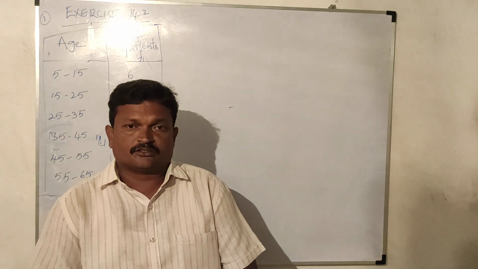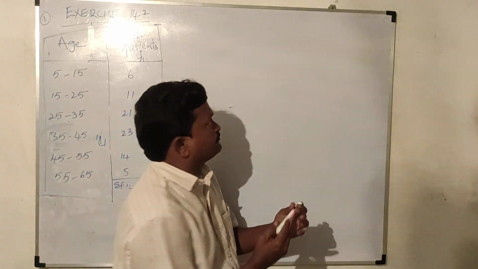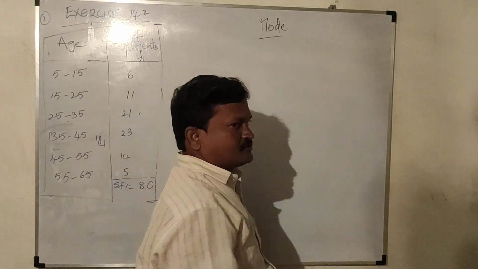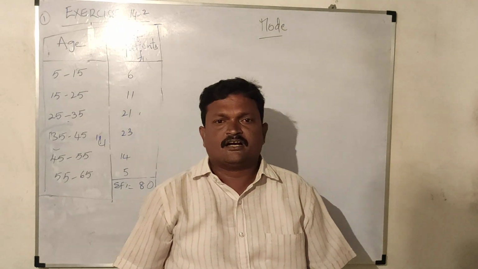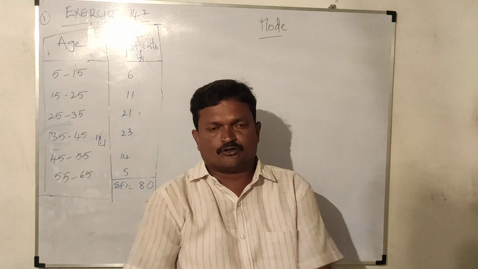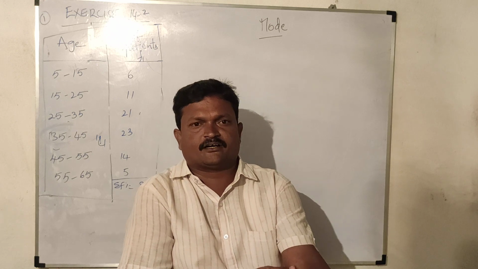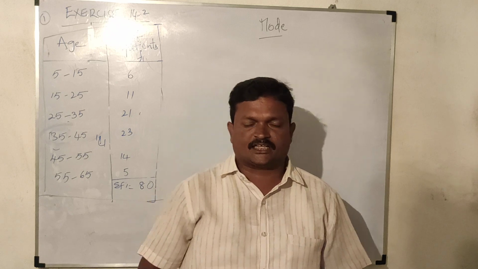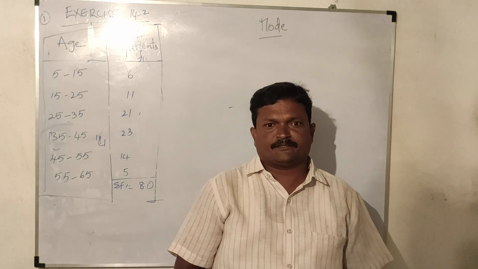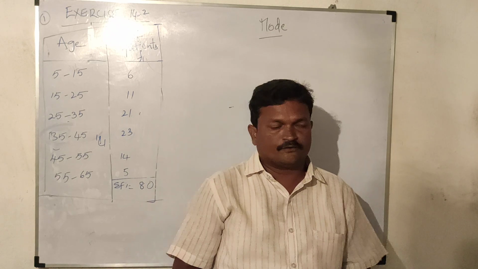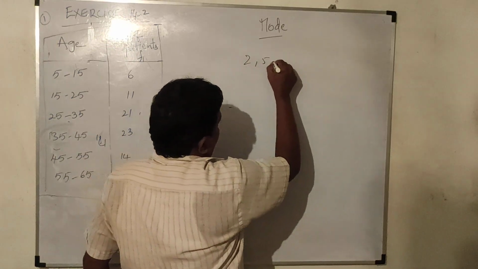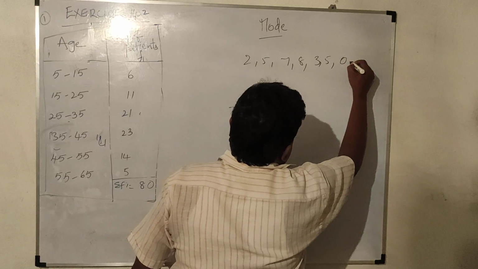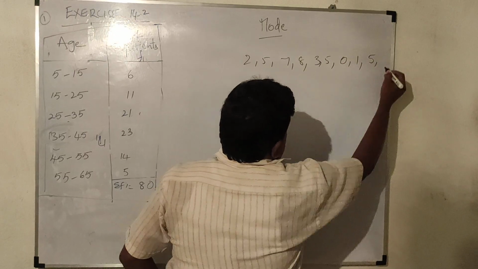So now the second one is mode. Mode means the most frequently occurring observation is called the mode. For example, in any ungrouped data, if any number is repeating many times, then that will be considered as the mode. For example, see that: 2, 5, 7, 8, 3, 5, 0, 1, 5, 7.